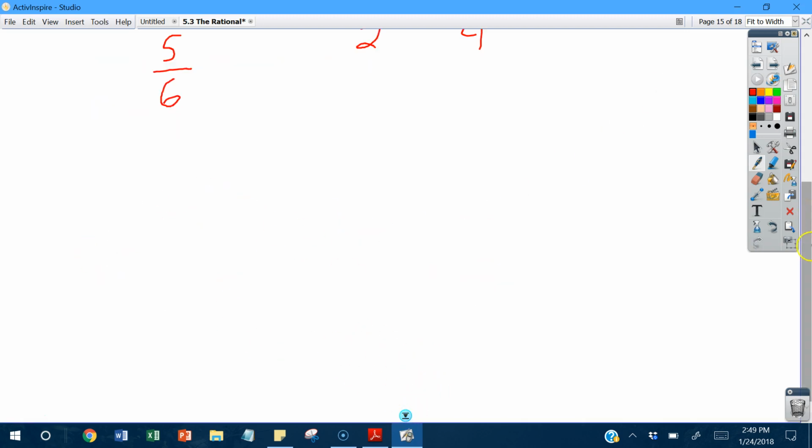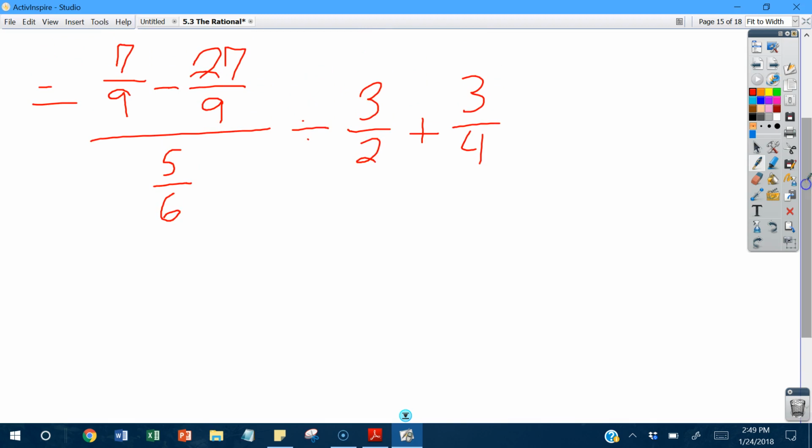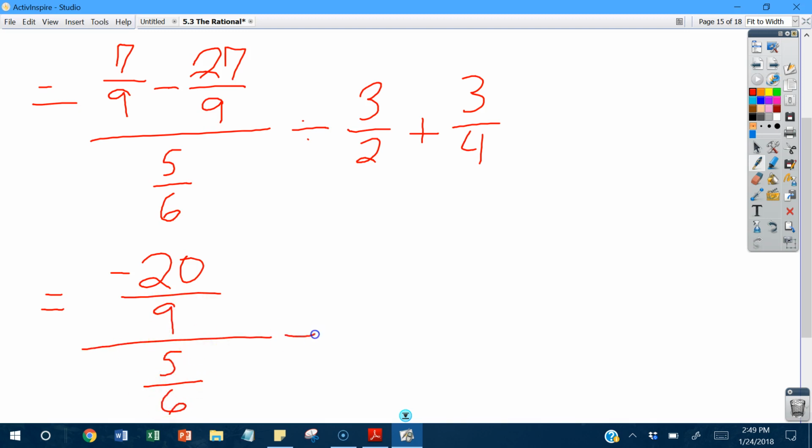So when I do it, I have 7 minus 27. That gives me -20/9 divided by 5/6 divided by 3/2 plus 3/4. So now I want to proceed to do the division, and the way the order of operations works is I should work from left to right. If I see several multiplication signs or division signs, I should do the one on the left first and then start working my way to the right. So I'll ignore this one for now, and I will do this division first.